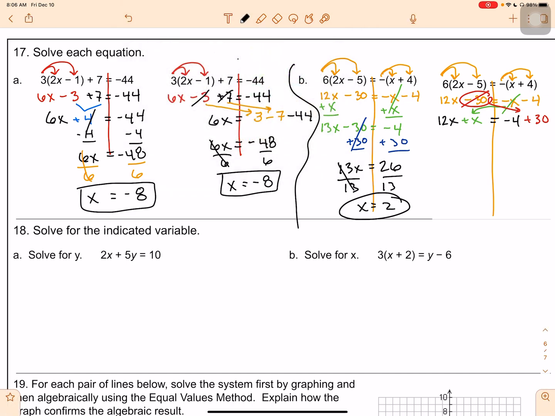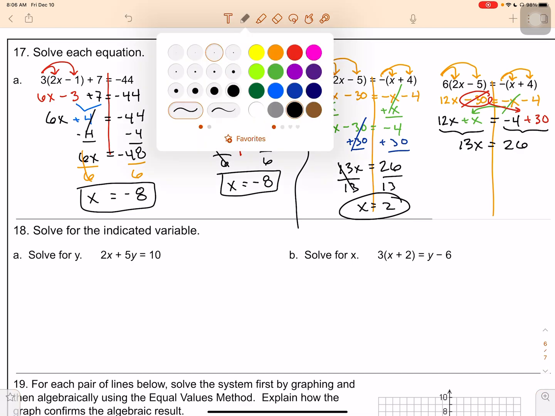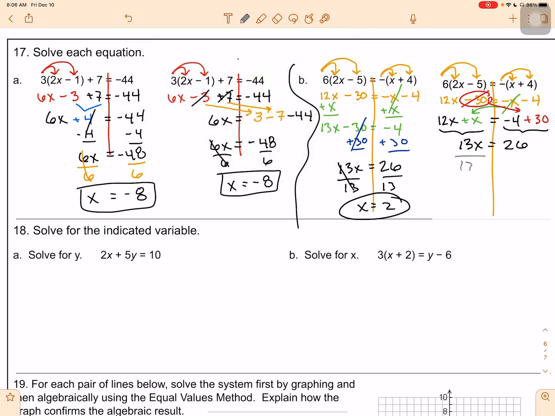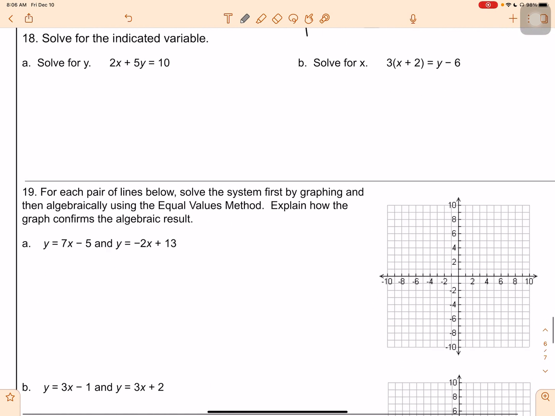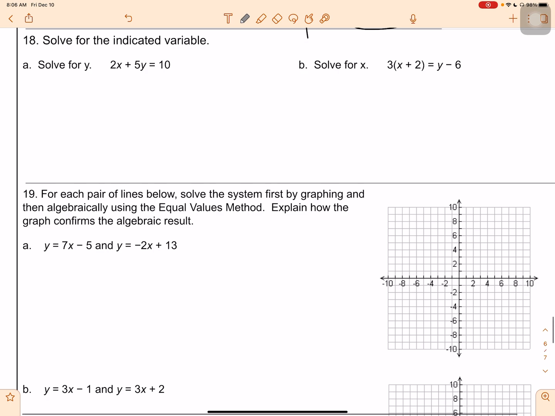Okay? So now I can combine like terms. 12x plus x is 13x. -4 plus 30 is 26. Now I divide both sides by 13. X equals 2. Okay? Now these, it says solve for the indicated variable. So make sure you pause if you need to go over number 17 again, because I'm going to slide down to number 18. So it says solve for the indicated variable.